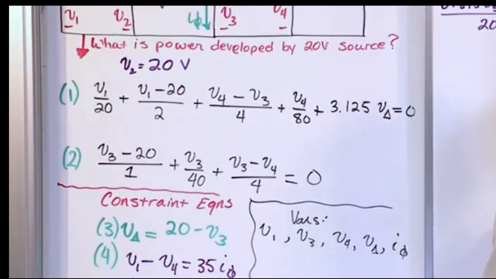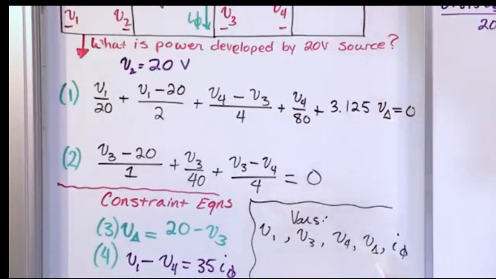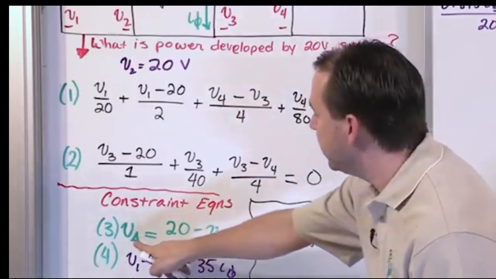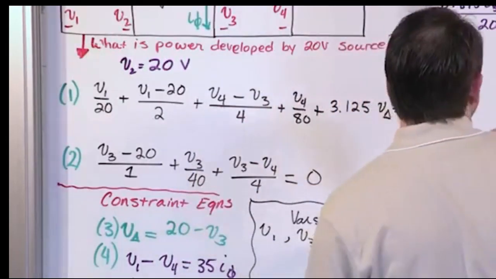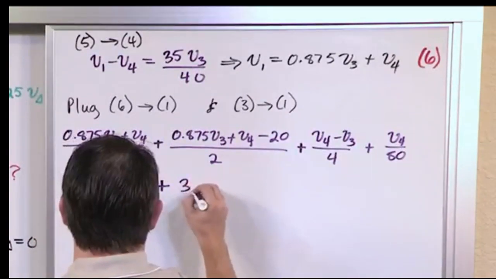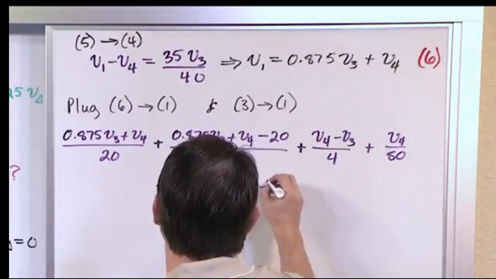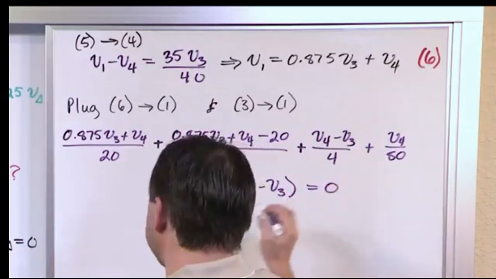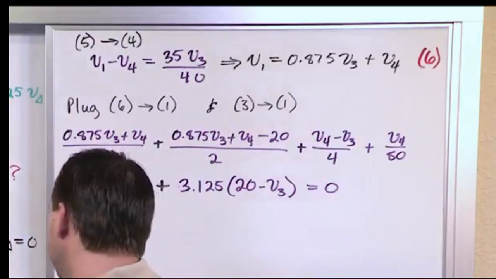V4 minus V3 over 4. And then I have another term, V4 over 80, so nothing gets substituted in there. And then finally I have the last term, 3.125 V delta, and I'm going to substitute for V delta here. V delta is 20 minus V3, so I'm going to have 3.125 times 20 minus V3. I ran out of space, so over here I'm going to have plus 3.125, with V delta given over there by 20 minus V3. And all this stuff is equal to 0. So basically I've taken this top equation, substituted for V1, and substituted for V delta.